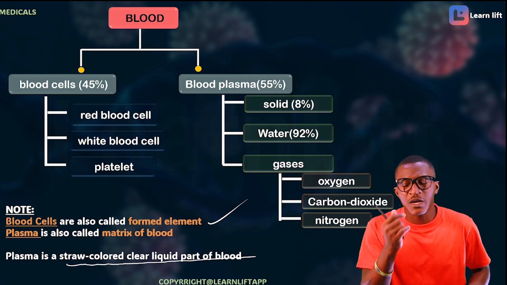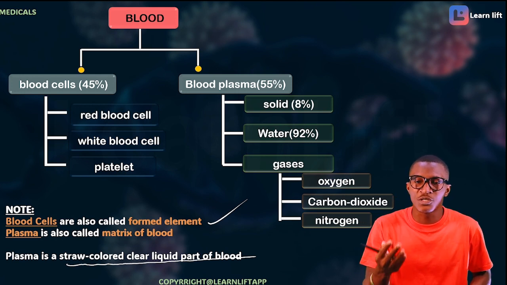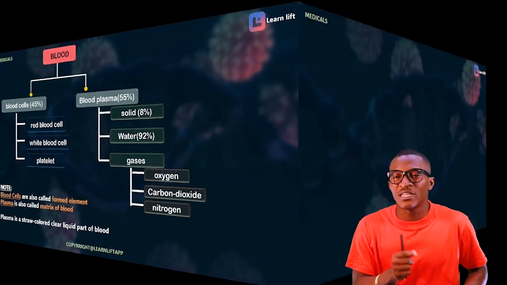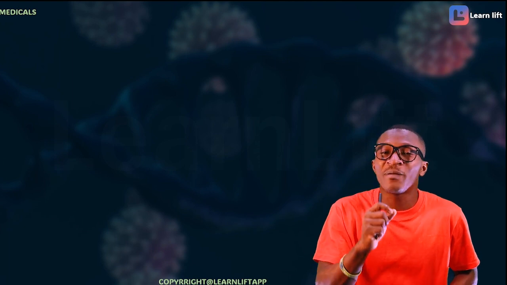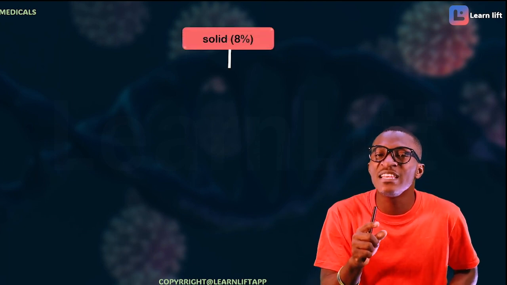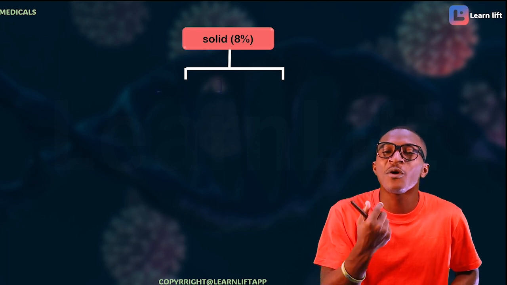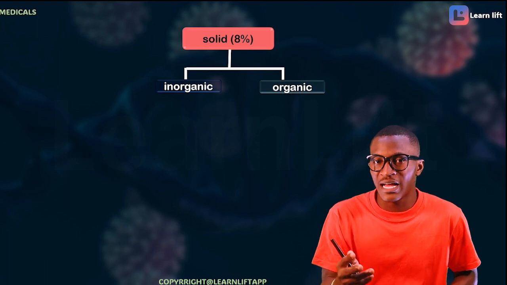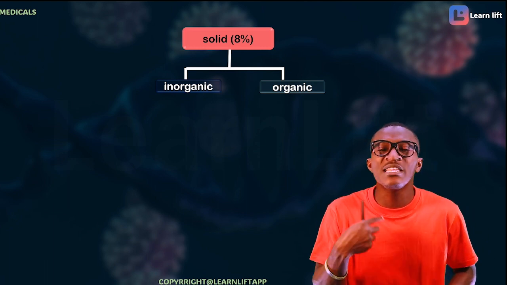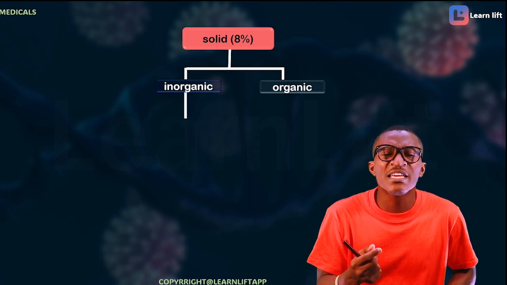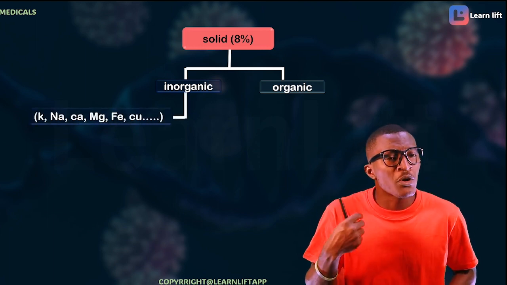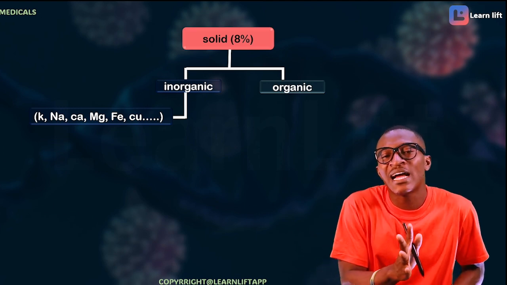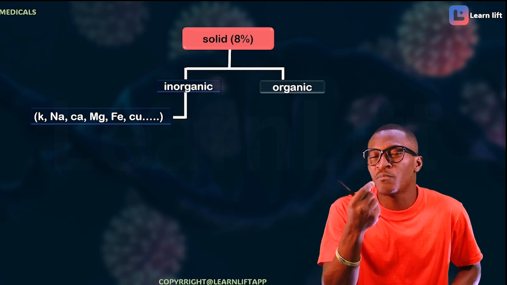Now, we've said that plasma consists of solid, liquid, and gas. You know what is in the gas? Oxygen, carbon dioxide, and nitrogen. You know what is in the liquid? Liquid is water. Now, what do we have in the solid? Let's explain that. The solid component of plasma, which is 8%, is divided into two: the organic and the inorganic. Remember that your plasma consists of solid, liquid, and gas. So under your solid, we have the organic and the inorganic. You know from your chemistry, your inorganic involves things like your sodium, calcium, magnesium, iron, copper, and so on. These are called the inorganic components of your blood plasma.